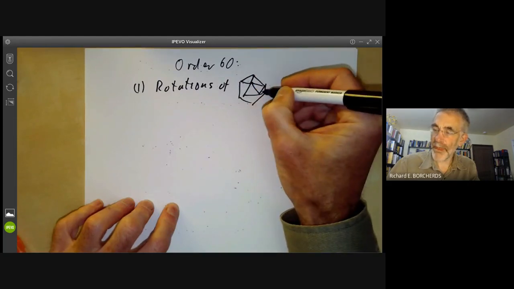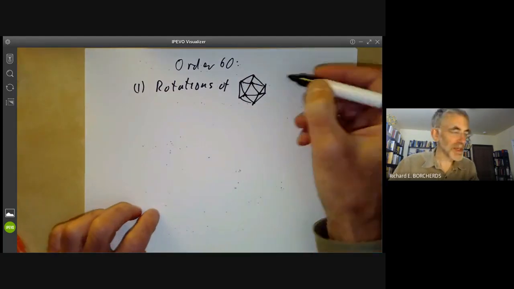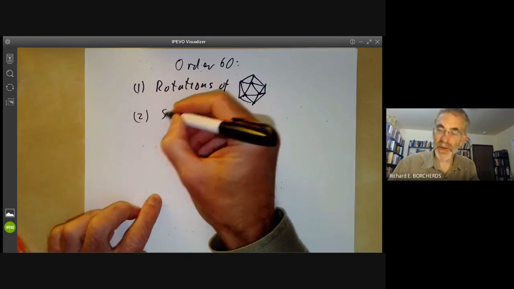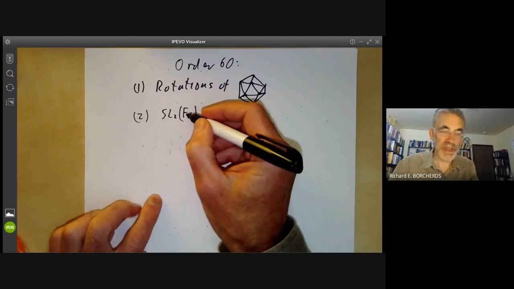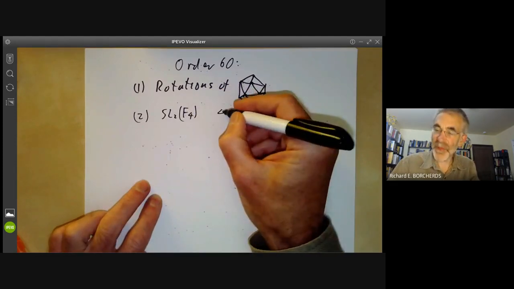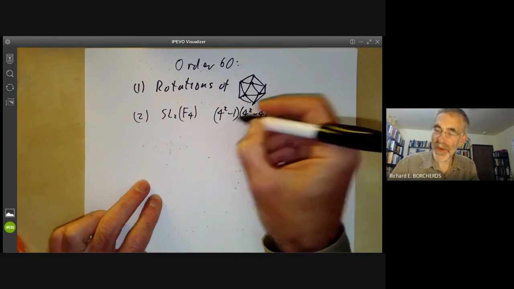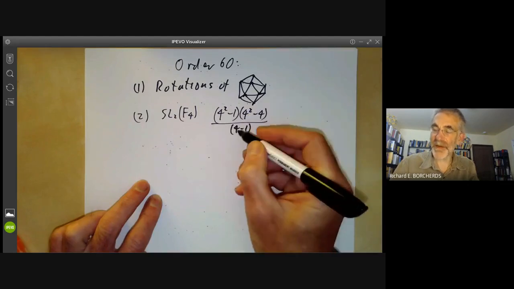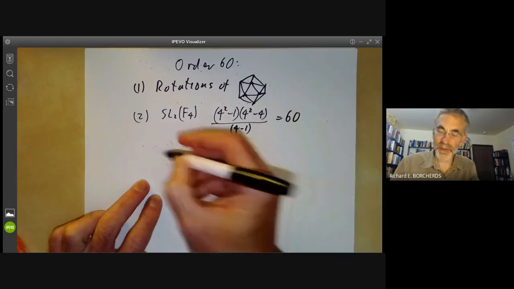So there's an icosahedron, and we saw earlier that this had 60 elements. Secondly, we've got the group SL2 of F4. This is the field with 4 elements, and it has order 4 squared minus 1 times 4 squared minus 4, and we then have to divide by 4 minus 1 because we're taking the set of elements of determinant 1, and this is just 60.